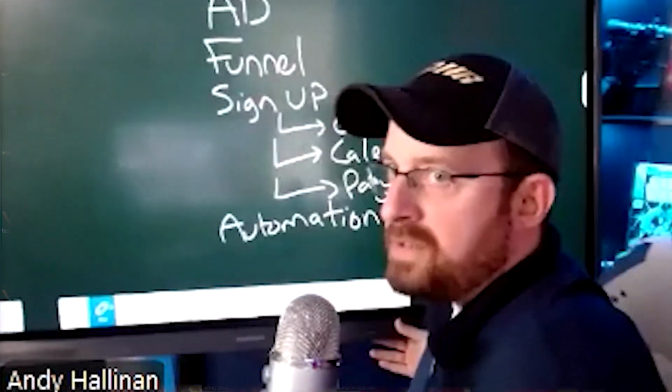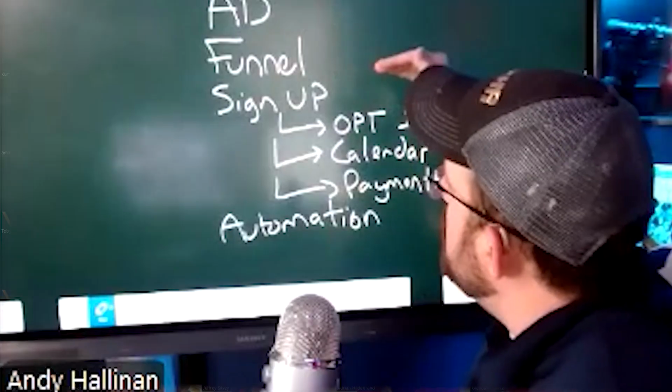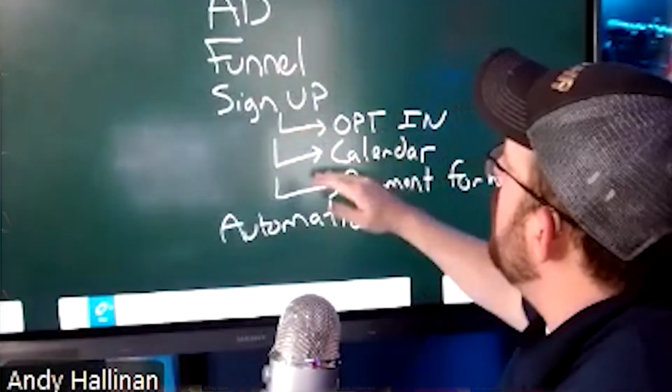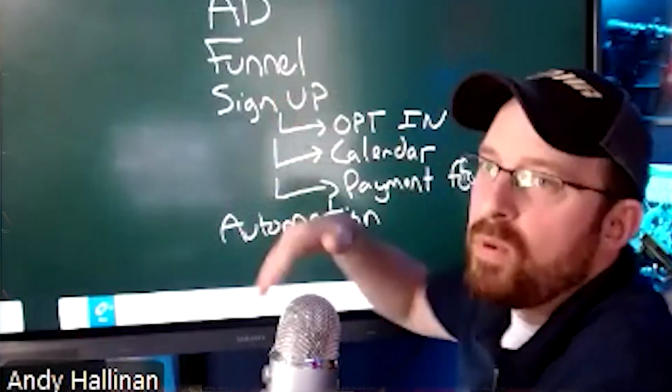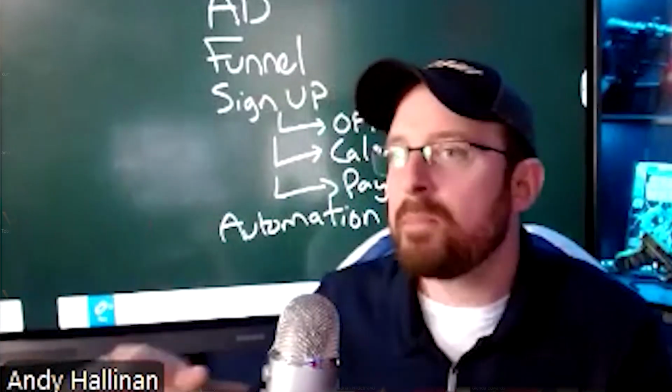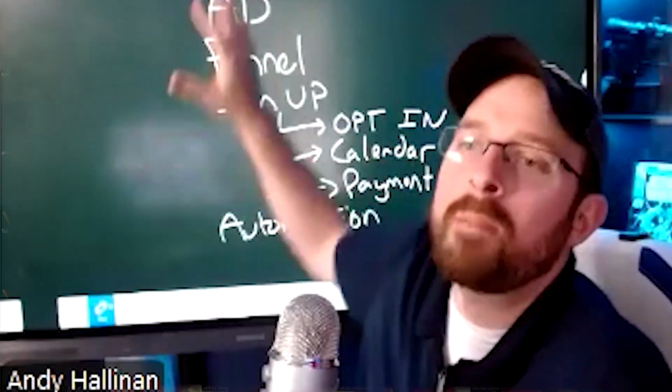That's the process. We have our ad, our funnel, our sign up process somewhere on that funnel so that they can opt in, payment, automation. Of course, after sign up, we can have an upsell. We can have that process as complicated. We can have each of these as complicated as we want.